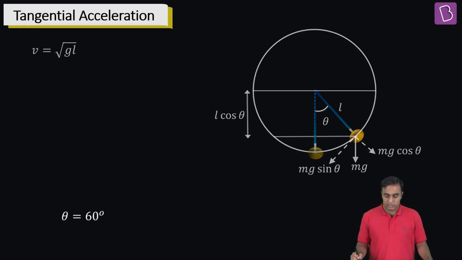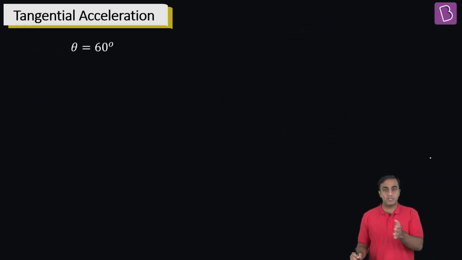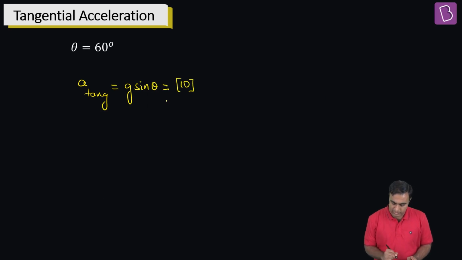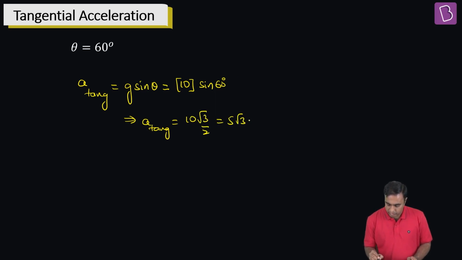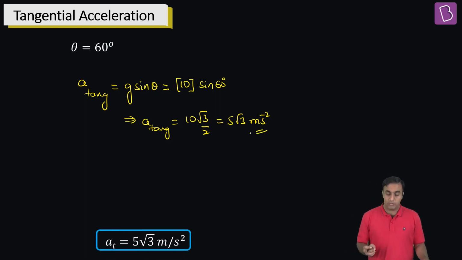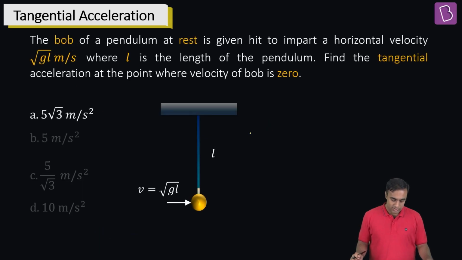All you need to do now is to find the tangential acceleration, substitute that value of theta into the expression. What is A tangential? It is G sine theta. G value is 10 meter per second square. Theta is 60 degree, so sine 60 degree. And that will give us 10 into root 3 by 2, or 5 root 3 meter per second square. So the value of tangential acceleration of the bob is 5 root 3 meter per second square at the moment when it comes to rest along the circular path. The correct option for this question is A.